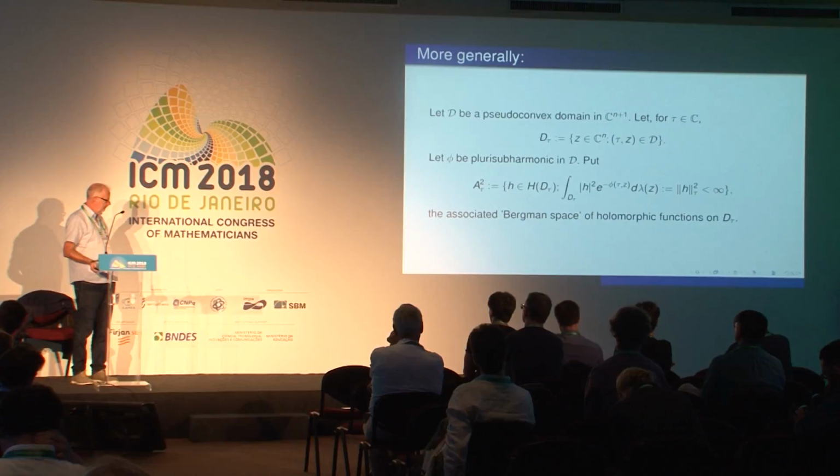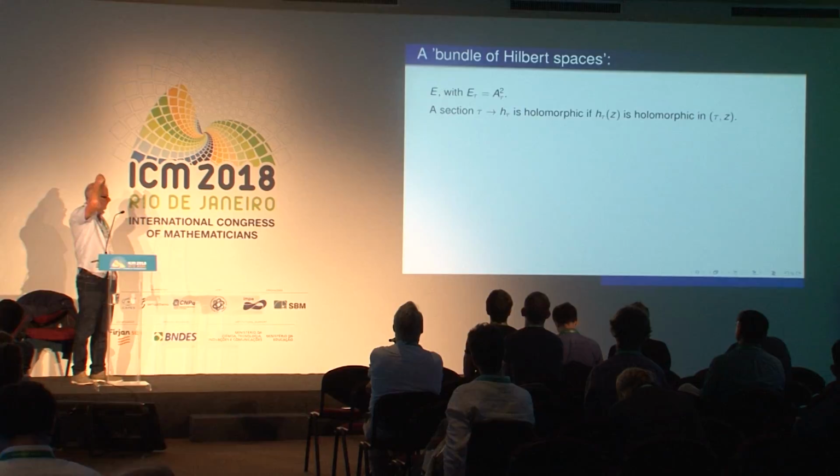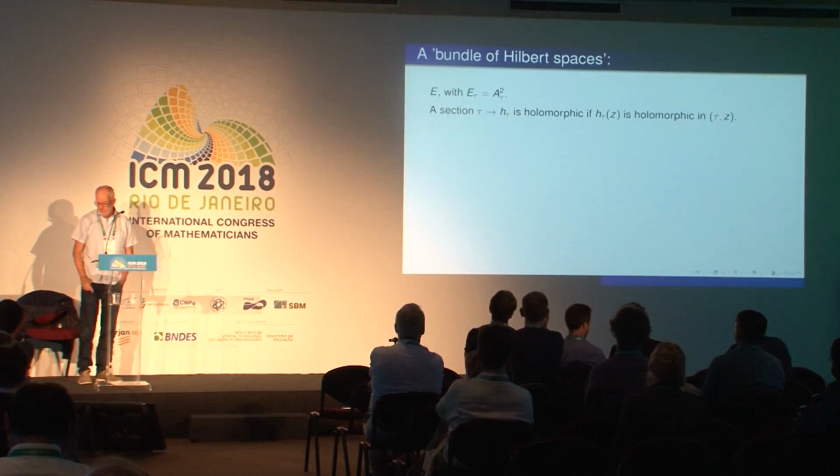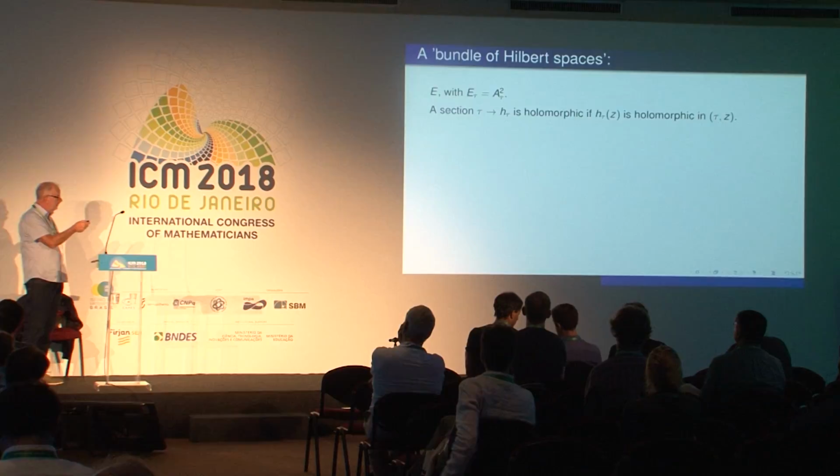And now, this is not so well written, we get a sort of bundle of Hilbert spaces. For each tau, we have a Hilbert space that I call E tau, which is just the Bergman space. And then as tau varies, we get a bundle of spaces. It's not properly speaking a vector bundle.